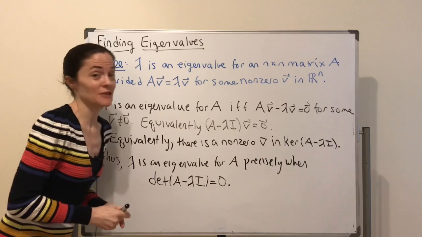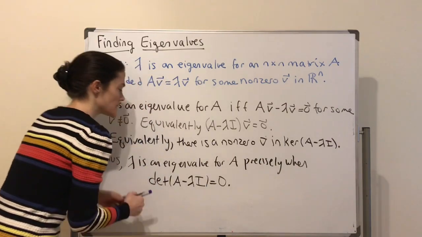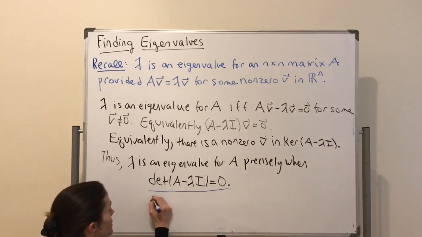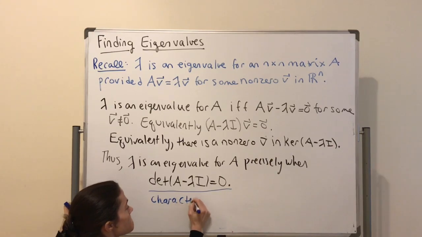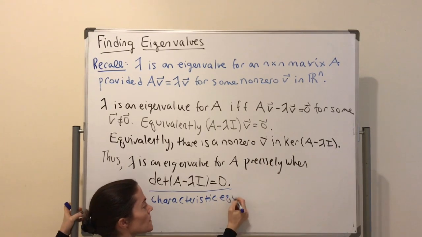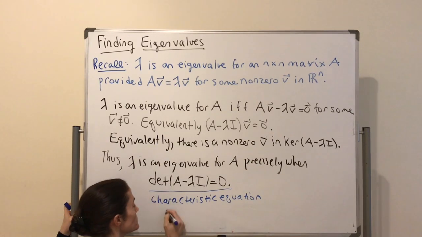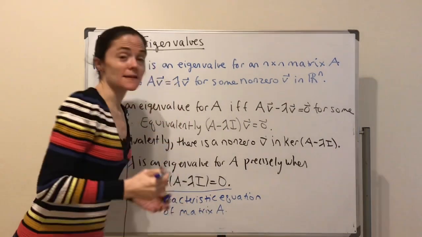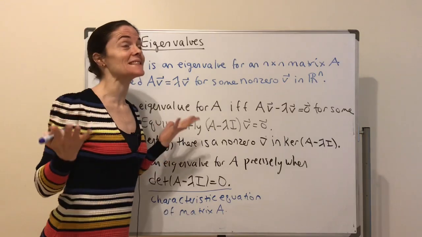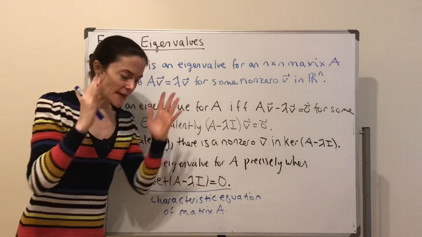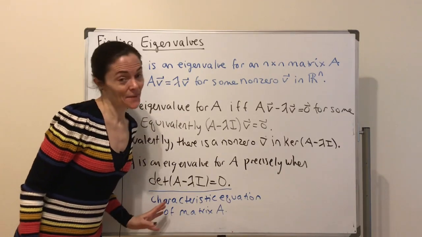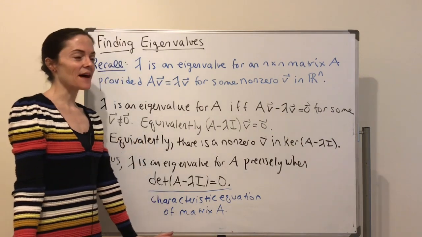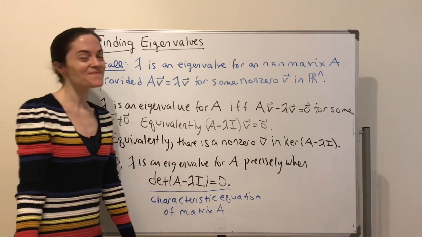And this is how we're going to find eigenvalues. Okay, so this is an equation in lambda, and it's called the characteristic equation of a matrix. And I mentioned this I think in the last video, we practiced this in the determinant section. But now we're going to write down this characteristic equation and then solve for lambda. And this gives us precisely the eigenvalues for a matrix A.